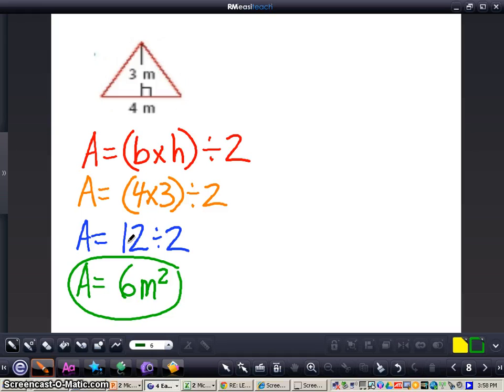So the answer for this problem is 6 meters squared. Once again, base times height divided by 2 is the formula. Plug in the numbers, 4 and 3, divided by 2, and then area equals 12 divided by 2 for the third step, and then finally the area is 6 meters squared. You probably did not need your calculator for this problem.